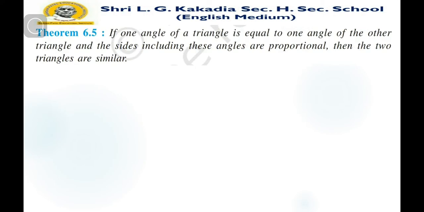Now, theorem number 6.5. If one angle of a triangle is equal to one angle of the other triangle and the sides including these angles are proportional, then the two triangles are similar. Let us consider the figure.